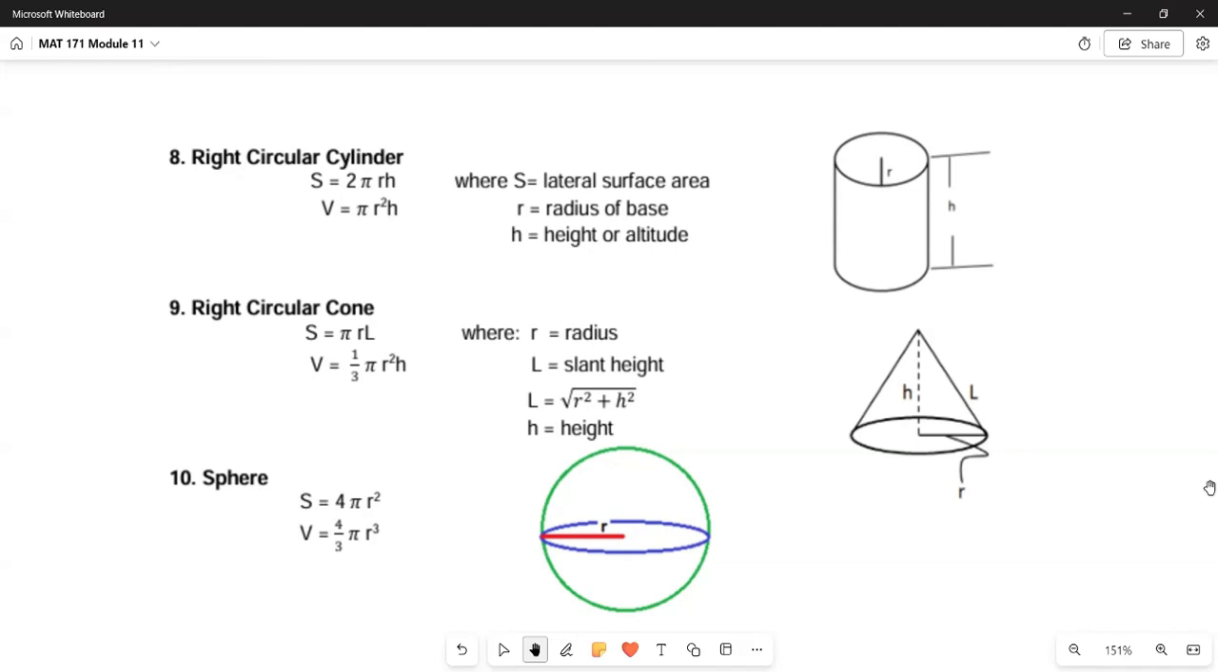And for circular cone, ang kanyang lateral surface area is pi r L wherein L is the slant height. Hindi yan yung upright height ha. Slant height yung patagilid. Yung nakaslant itong part na to.